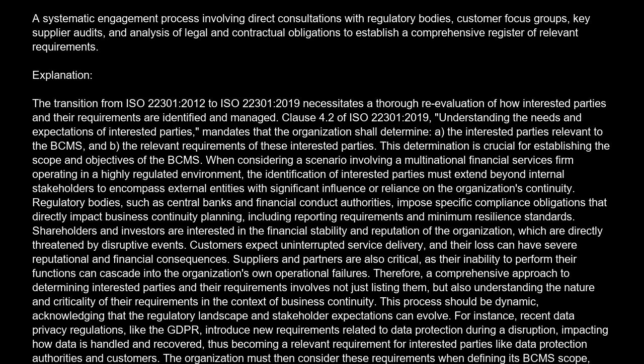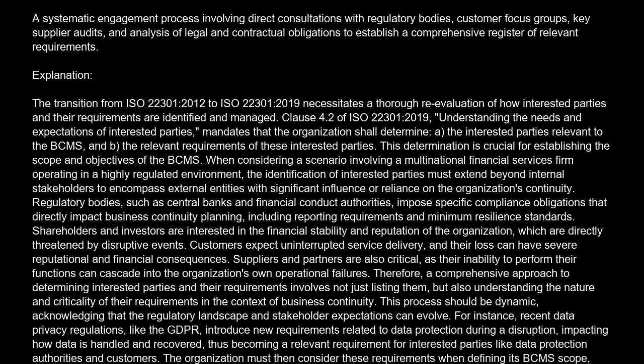When considering a scenario involving a multinational financial services firm operating in a highly regulated environment, the identification of interested parties must extend beyond internal stakeholders to encompass external entities with significant influence or reliance on the organization's continuity. Regulatory bodies, such as central banks and financial conduct authorities, impose specific compliance obligations that directly impact business continuity planning, including reporting requirements and minimum resilience standards.